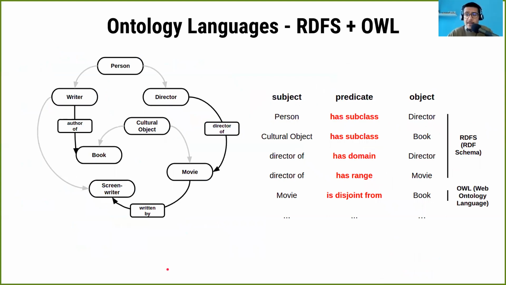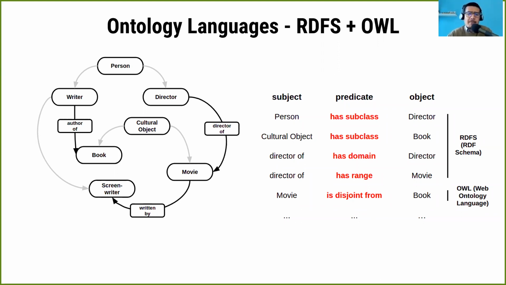Ontologies currently can be defined using specific languages such as RDF Schema or Web Ontology Language. These languages allow you to represent a graph using symbolic statements. All these statements may be intuitive, but the last one could be the more interesting one because it expresses an important detail. A person can be at the same time a writer or a director, but according to this statement, a movie cannot be a book. This property, called is disjoint from, means that the collection of books and the collection of movies are disjoint sets.